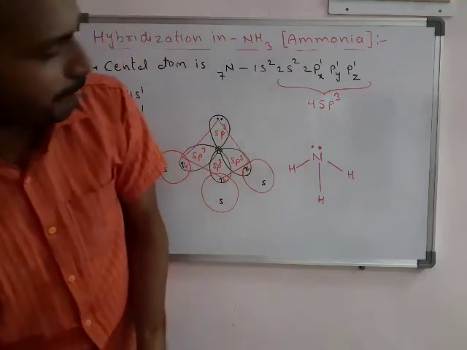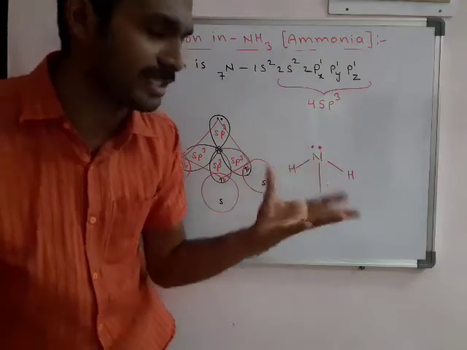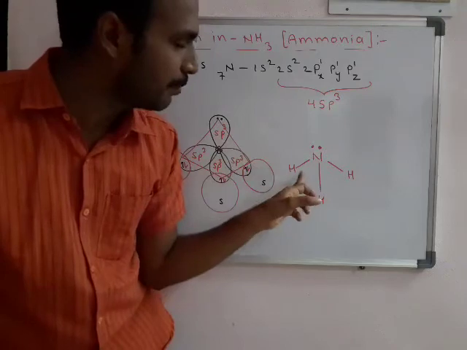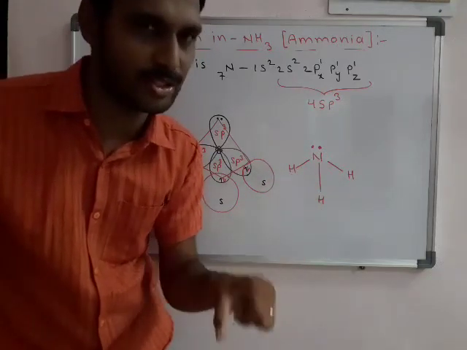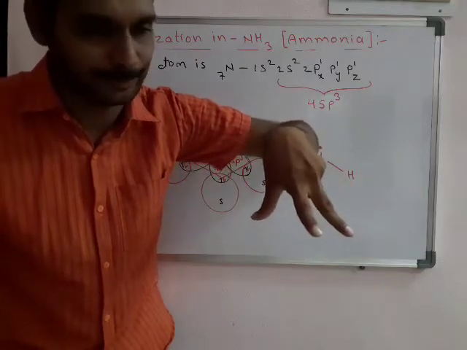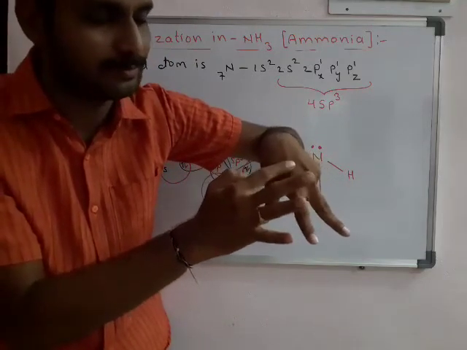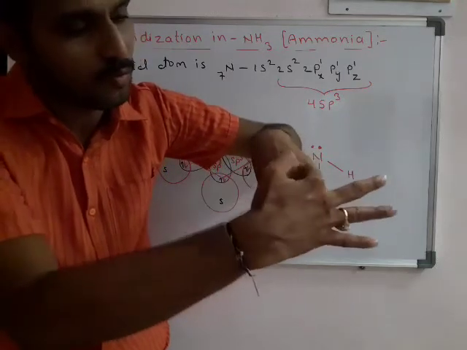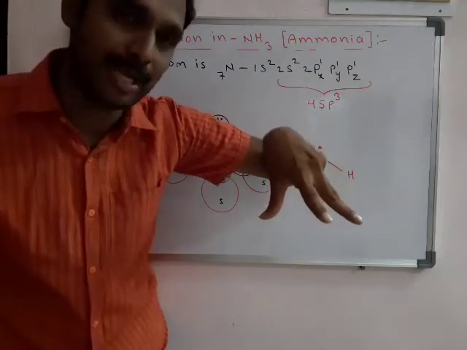Now what is the shape? Can you guess what the shape is? If you consider all four, that is treated as the structure, that is tetrahedral, no doubt in it. But what is the shape of the 3 bonds? The 3 bonds are arranged in which shape? It is just like this. Say nitrogen is present here, 1 hydrogen here, 1 hydrogen here, 1 hydrogen here, 3 hydrogens. So it is just like a pyramid.